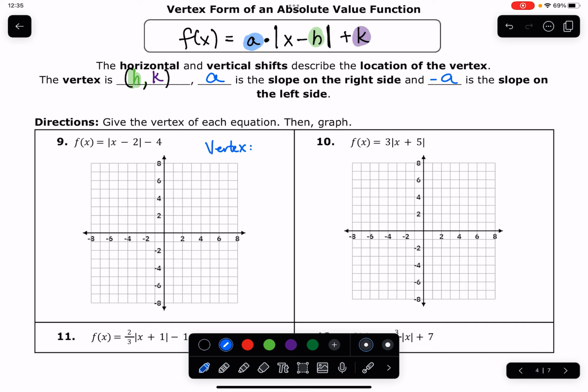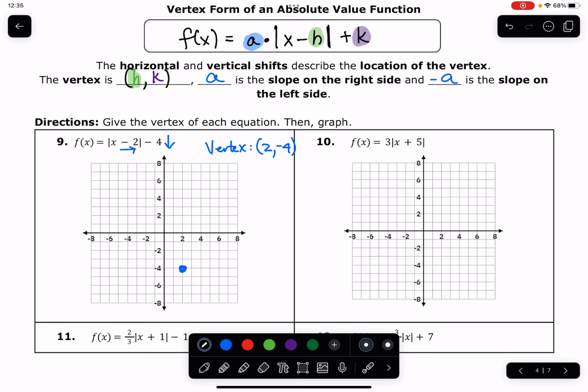we're going to first look at the shift. Well, the -2, because it's on the inside of the absolute value, is going to shift it in the opposite direction. So it's going to shift it in a positive direction of 2. So the vertex is going to be at +2 for x. Now, the minus 4 on the outside is going to result in a vertical shift of 4 units down. So we're going to go down to negative 4. So our vertex is at positive 2, negative 4.